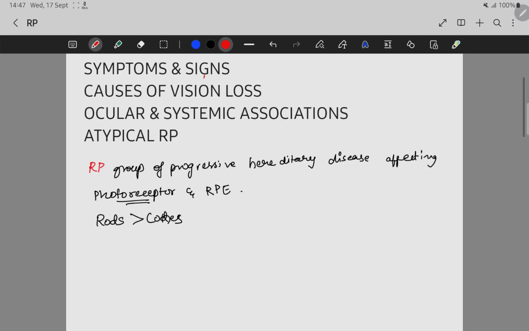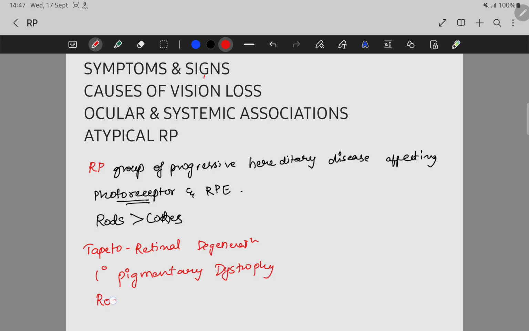So it is also called retinal degeneration, primary pigmentary dystrophy, or rod cone dystrophy.